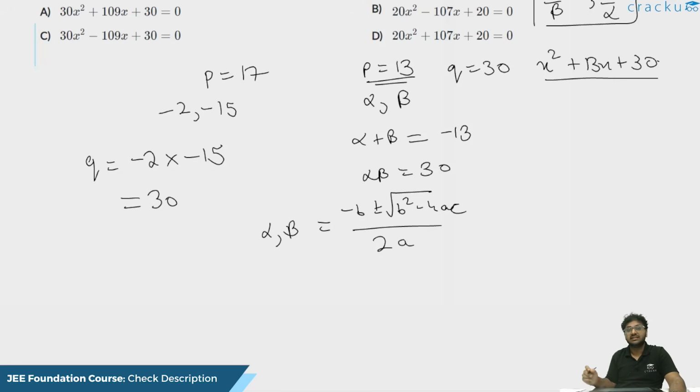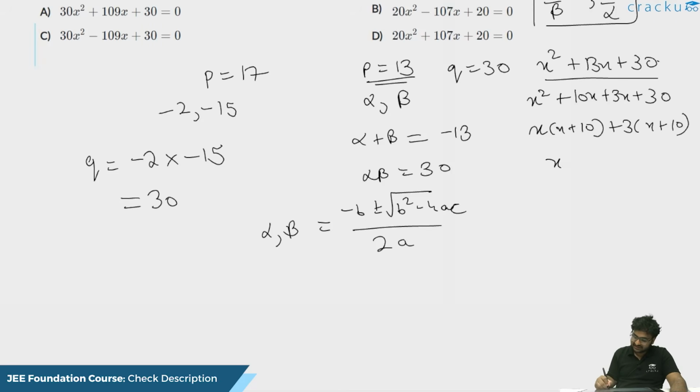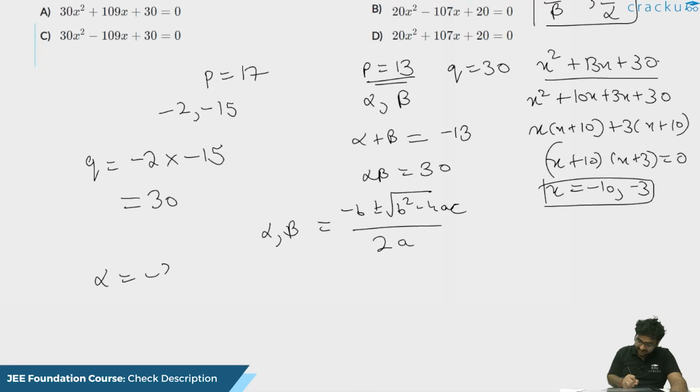So I know 10 3s are 30. So x square plus 10x plus 3x plus 30. So this is x into x plus 10, plus 3 into x plus 10. So x plus 10 into x plus 3 equal to 0. So we got x is equal to minus 10 or minus 3. So alpha is equal to minus 3 and beta is equal to minus 10. We can replace also both of them, no issue.